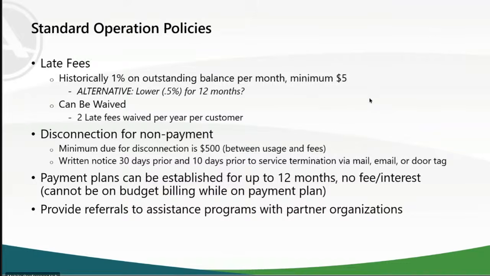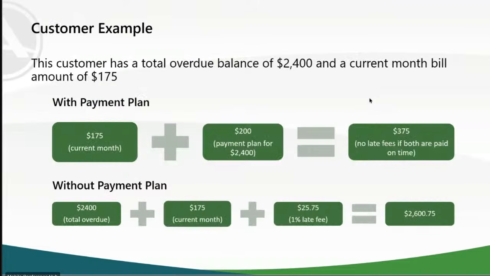And of course, we would provide referrals to assistance programs, partner organizations like neighborhood. If somebody is in genuine economic need, we're not going to say we cannot help you with any restructuring. Just as an example here, if we have a $2,400 payment plan, we can split that up, $200 a month, and late fees, and that's what their combined bill would be. If you're not on the payment plan, you owe us $2,400, you're going to get those late fees, and it's going to.